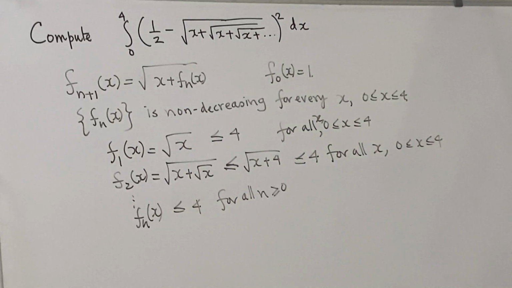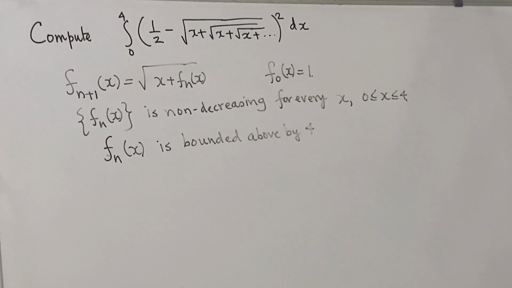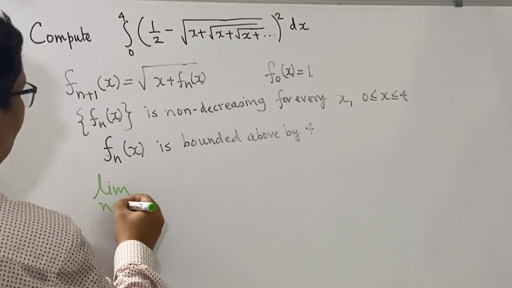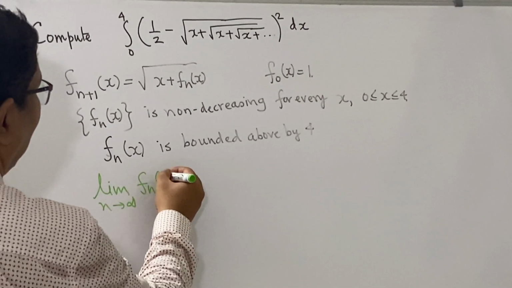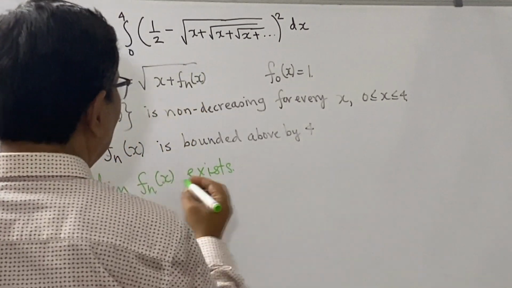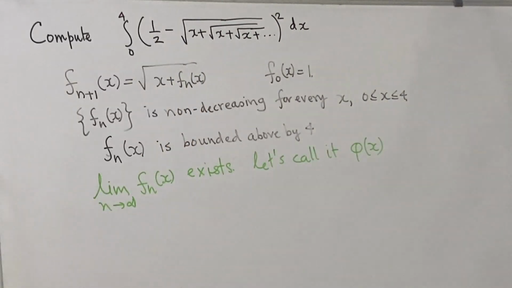So we find that the sequence fn(x), for every x in the interval 0 less than or equal to x less than or equal to 4, is bounded above by 4. Now, if a non-decreasing sequence of real numbers is bounded above, then it converges to a limit. We can assert that the limit as n goes to infinity of fn(x) exists. So what is this limit?